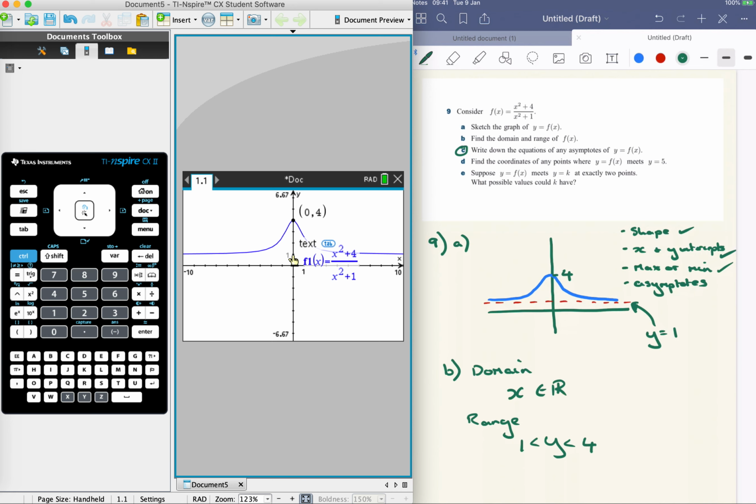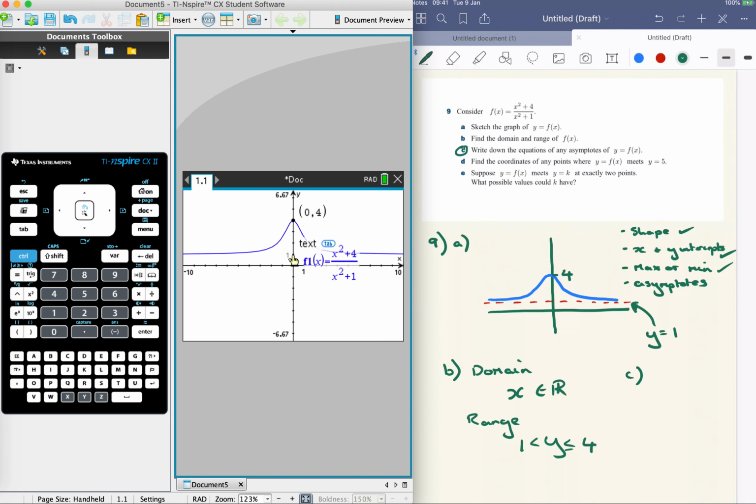It can't ever be equal to 1 because that is actually my asymptote, although it gets very close to it. But it can be equal to my 4, so I'm going to put that extra line underneath the inequality there for the range for B. Okay, making good progress. C then, find the coordinates of any points where f of x meets y equals 5.